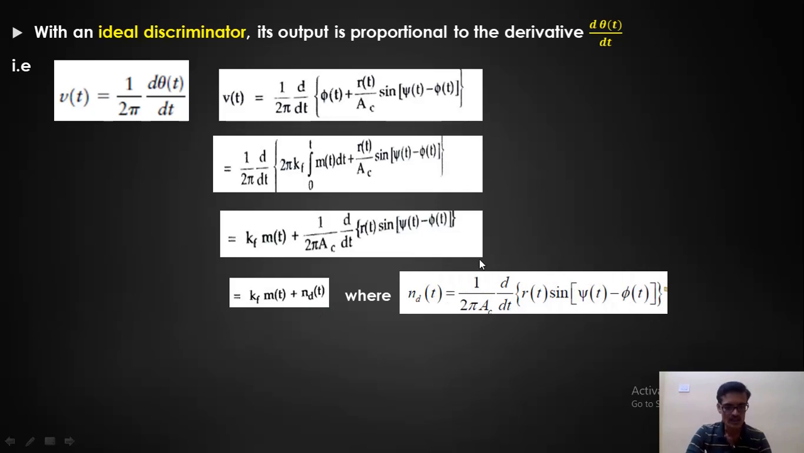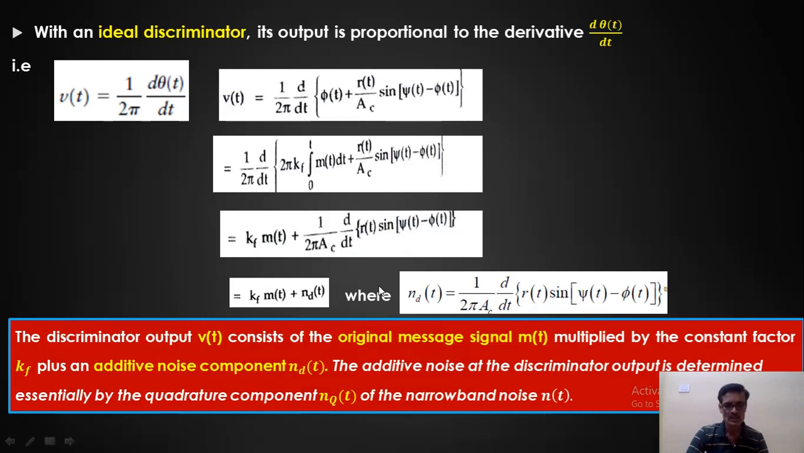Now, what is nd of t? Nd of t is nothing but 1 by 2 pi AC, that is the second part of this particular equation, right? This is just a description of whatever I have just now told. So let us make some additional substitutions for this, which I'll explain in the next slide.